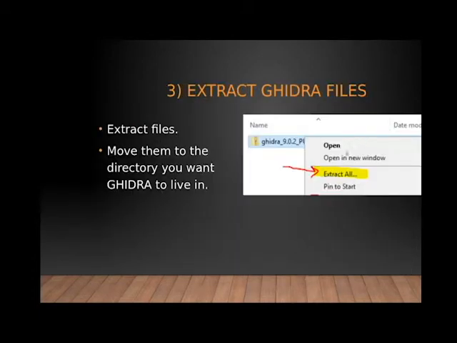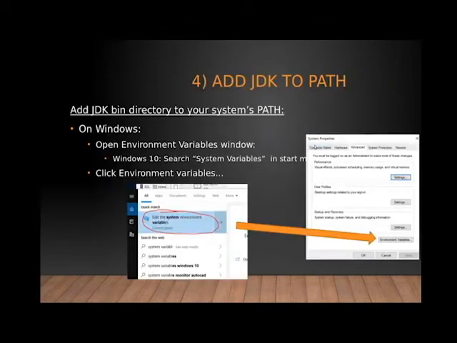Extract the files. So on Windows 10, you right-click and click Extract All, and move them to the directory where you want Ghidra to live. So anywhere you want it to stay for good, just extract that there. And then add JDK to your path. So this is add Java to your system path, your environment variables. So it's fairly simple.